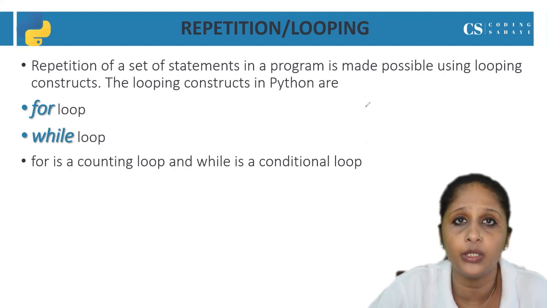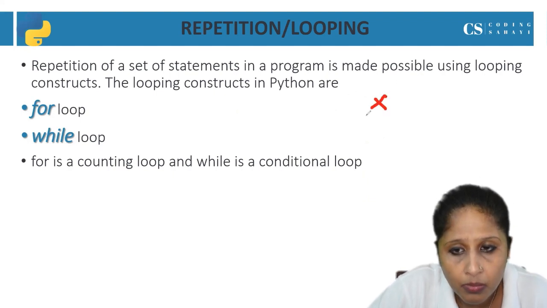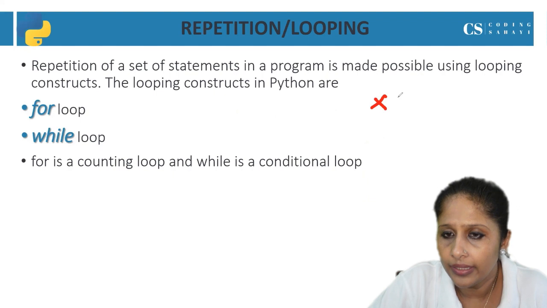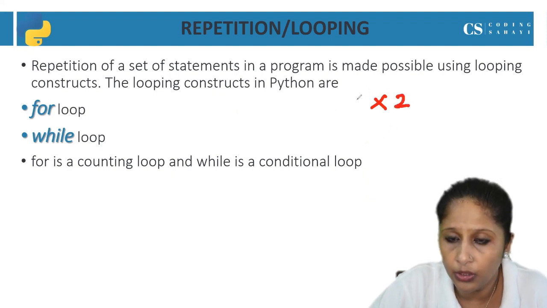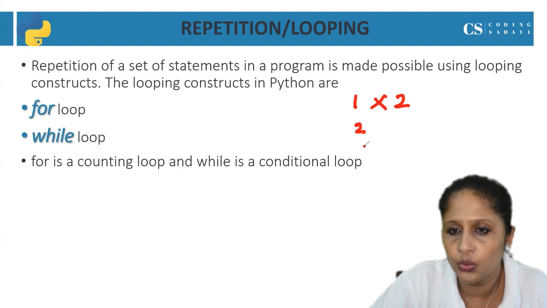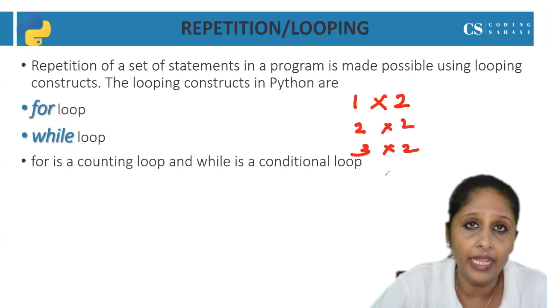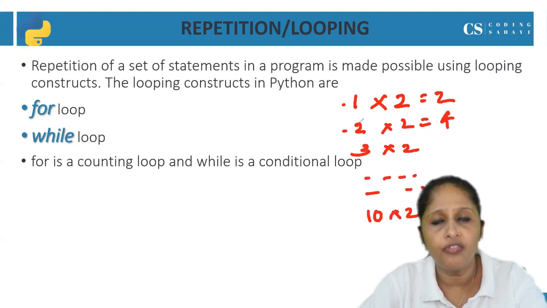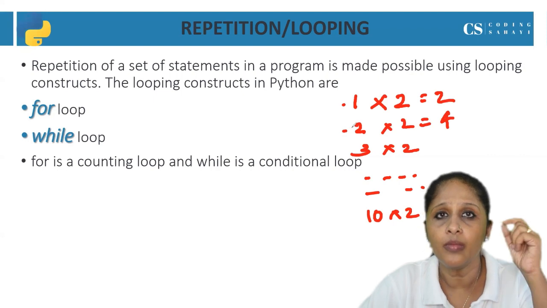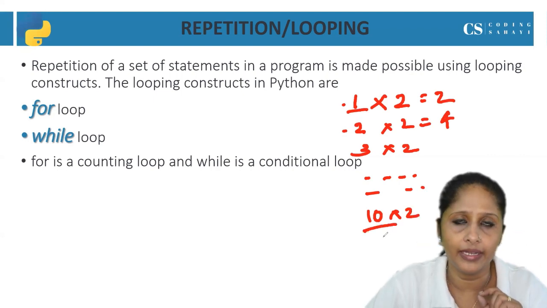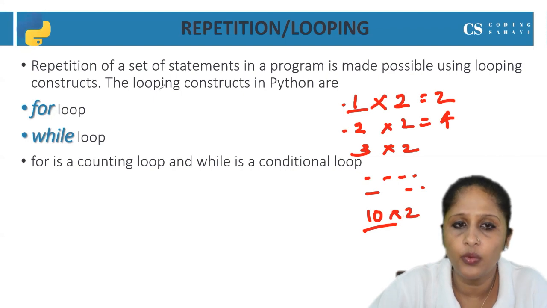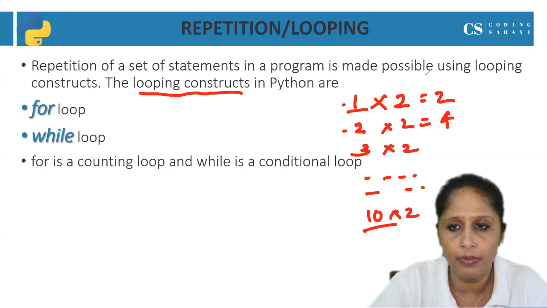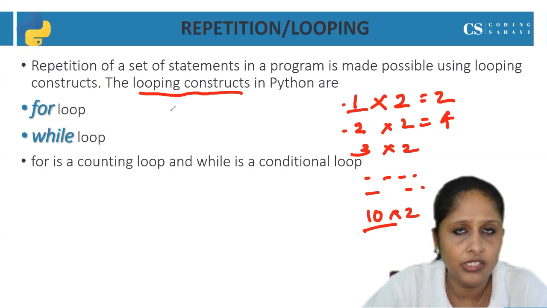What is the repetition we are doing in multiplication? It is this multiplication process. If you are writing the multiplication table of 2, then 2 is constant, it is not changing. But the first value like 1, 2, 3, these values are changing every time. That is, every time it is increasing by 1. The same type of operation we are repeating from value 1 to 10. So to do these kinds of operations, we have looping constructs. Repetition of a set of statements in a program is made possible using looping constructs in Python.